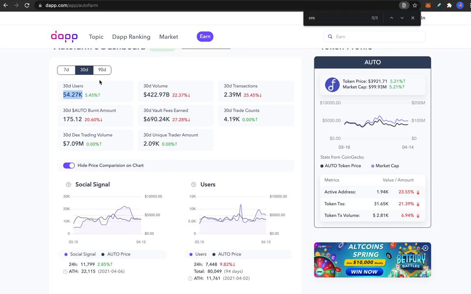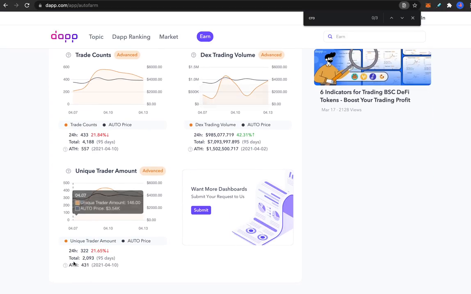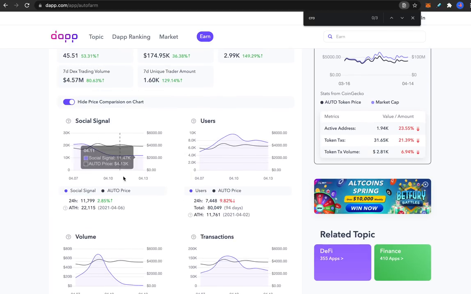But anyway, a lot of these numbers in the last 7 days are at least looking good. So the last 30 days may look bad, but that's not really too bad in my opinion. Anyway, you can take a look at the statistics. They are pretty cool, and they have a social signal thing here.